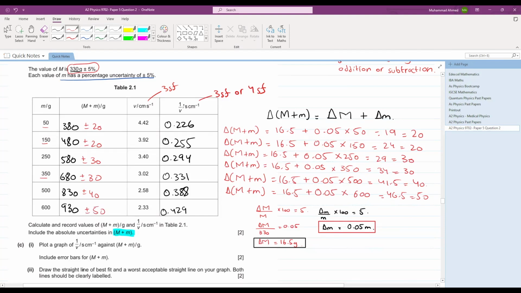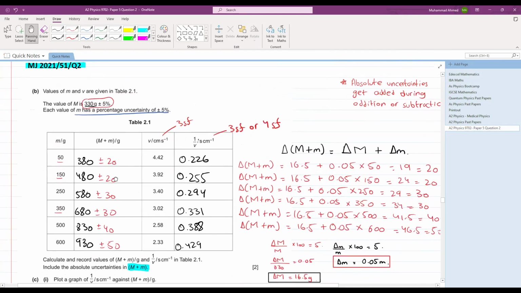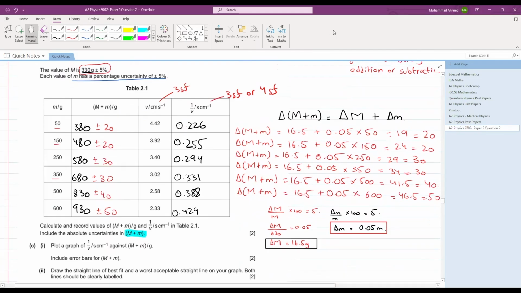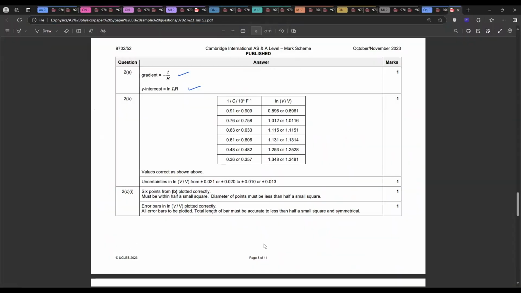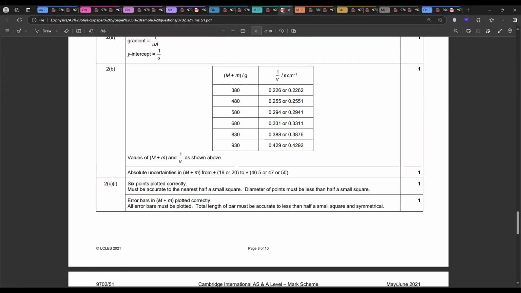Let's check the marking scheme as well. So this paper is May, June 2021. Okay, let me see. I have opened all the papers up. One second. No, not this one. Not this one as well. Where is May, June 2021? I hope I find it. Yeah, you can see this one here.